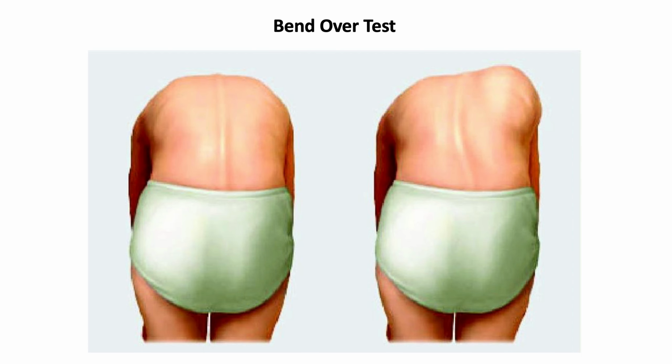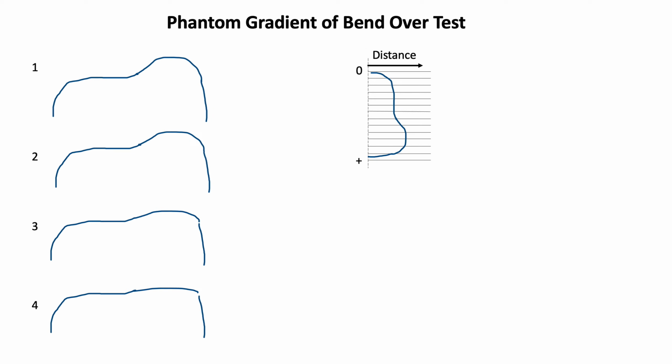So another test relevant to the study of scoliosis is the bend over test, in which the physician examines the silhouette of the peak of the curvature in the patient. And here I just created a phantom series showing gradual improvement from 1 to 4. That is the bump on the right gradually leveling out.